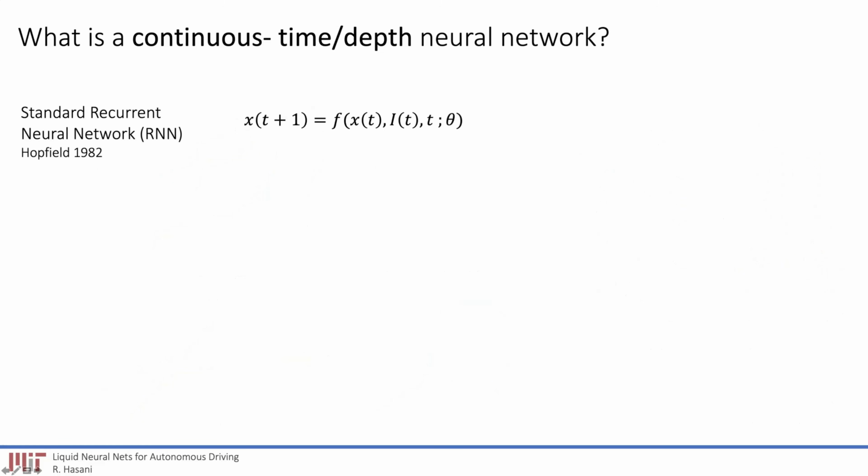So for example, we know that standard recurrent neural networks have a function f that computes the next step, a discretized kind of equation that performs a computation.